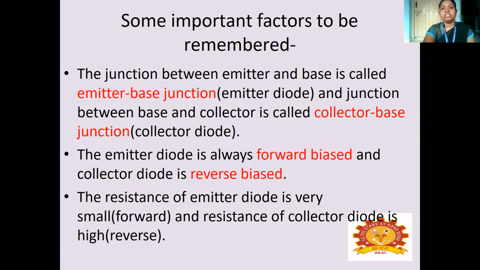The junction between the emitter and base is called the emitter-base junction. Because we know that the BJT forms two diodes connected back to back, this is called the emitter diode. And the junction between the base and collector is called the collector-base junction, which is called the collector diode. So now we have two diodes, the emitter diode and the collector diode. The emitter diode is always forward biased and the collector diode is always reverse biased. The resistance of the emitter diode is very small and the resistance of the collector diode is very high.